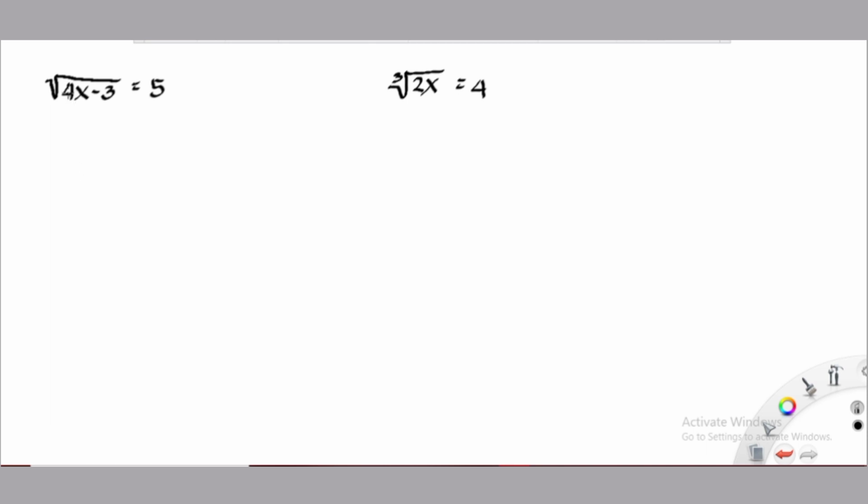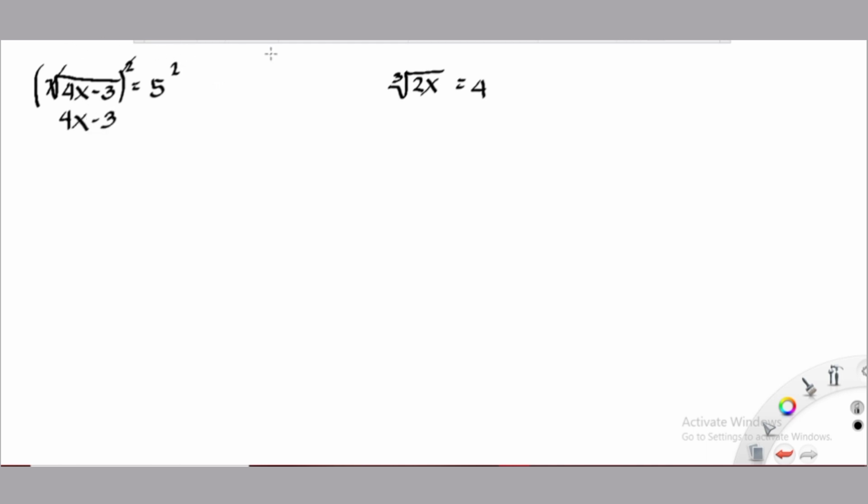The next step is to remove the radical sign. So paano ba natin matatanggal ang radical sign? Since this is a square root, it means to say that we have to raise both sides of the equation by 2. And with this, we can now cancel out the radical symbol as well as the exponent 2. So we will have now 4x minus 3.